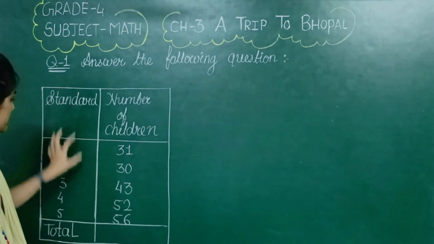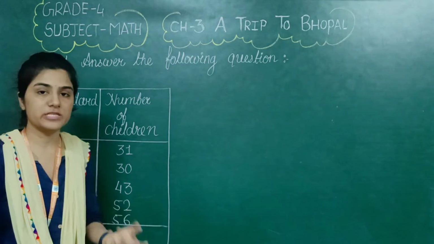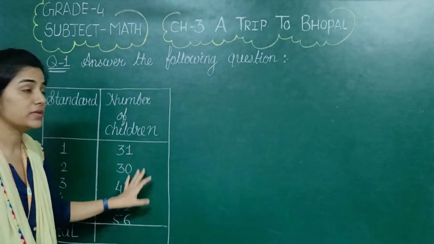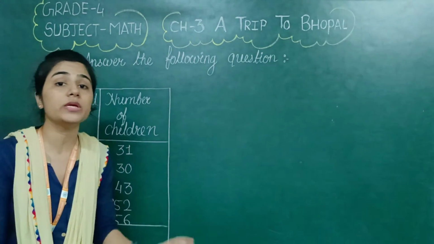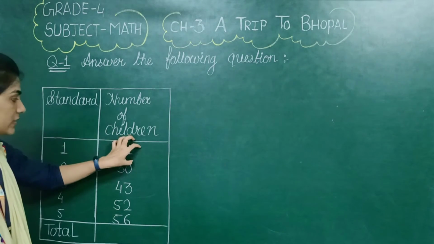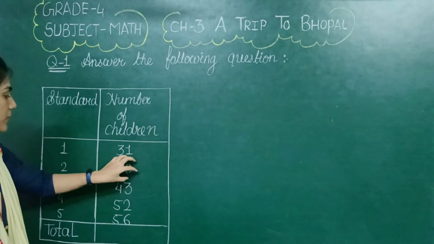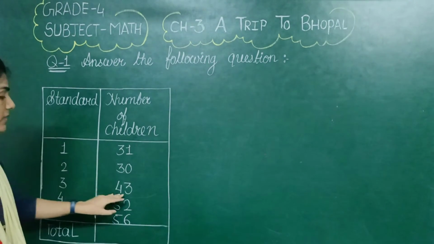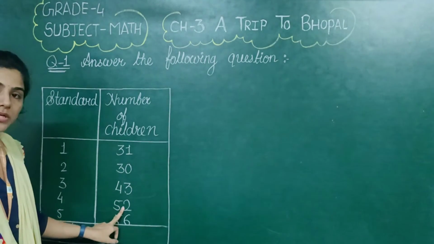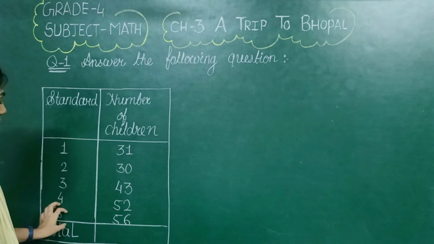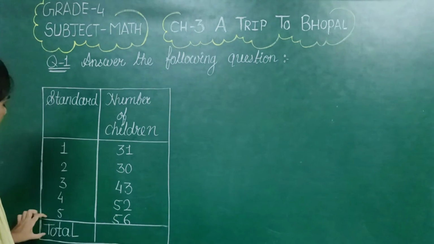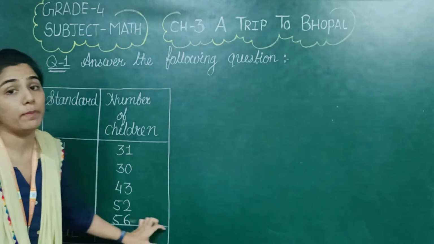What is given? Standard, meaning the different grades. Number of children means how many children are going from each standard. Standard 1, 31 children. Standard 2, 30. Standard 3, 43 children are going. Standard 4, 52 children. And from standard 5, 56 children are going. You can observe that a total is asked for and the blank is given.